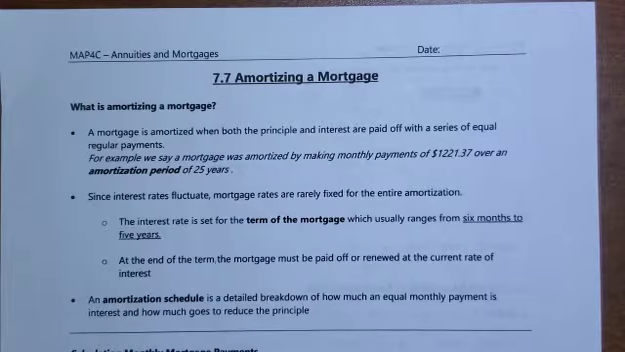Since interest rates fluctuate, mortgage rates are rarely fixed for the entire amortization period. The interest rate is set for the term of the mortgage, which usually ranges from 6 months to 5 years. At the end of the term, the mortgage must be paid off or renewed at the current rate of interest.